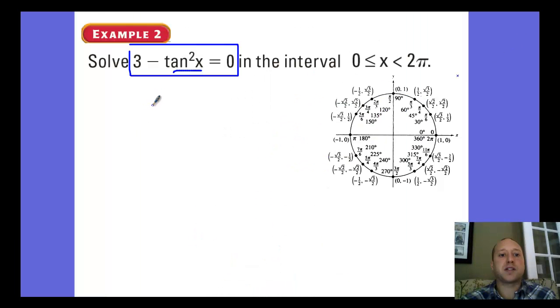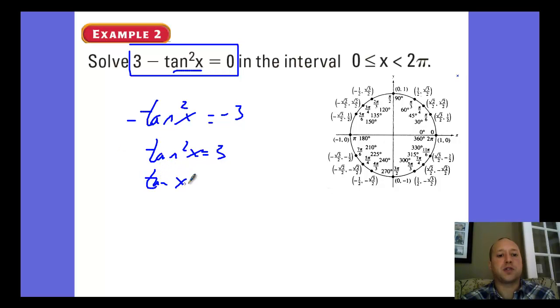So another example here, let's isolate tangent again. So we have negative tangent squared x. Let's first subtract 3, then divide by the negative, which makes that tangent positive. And then we can square root that. So tangent of x equals plus or minus root 3.